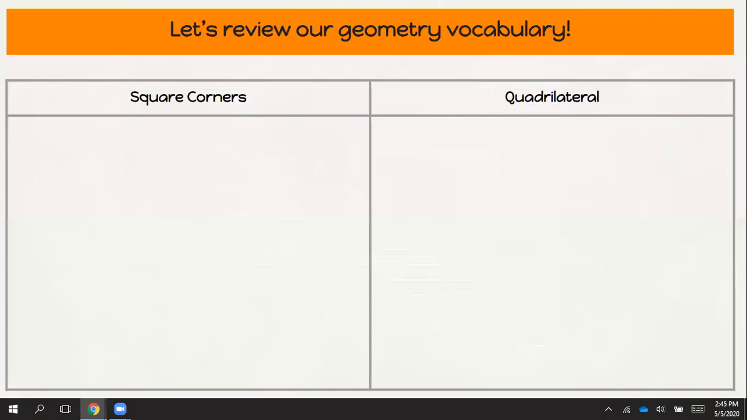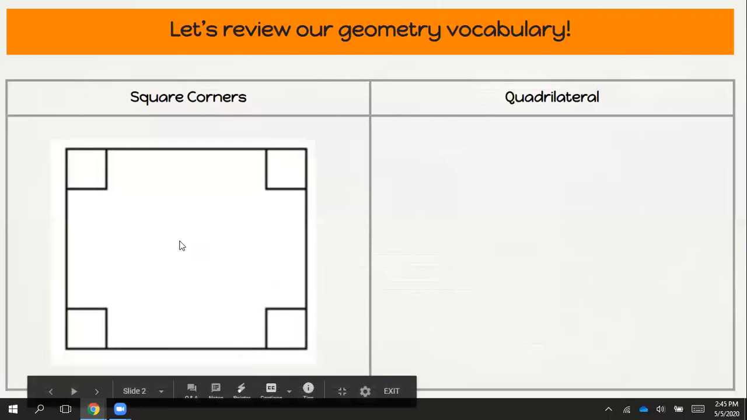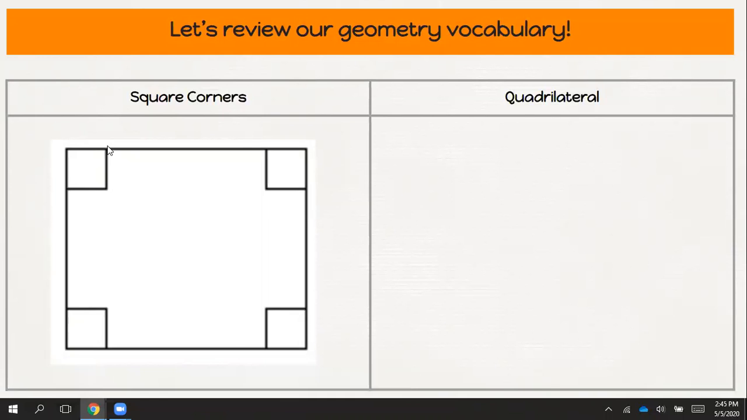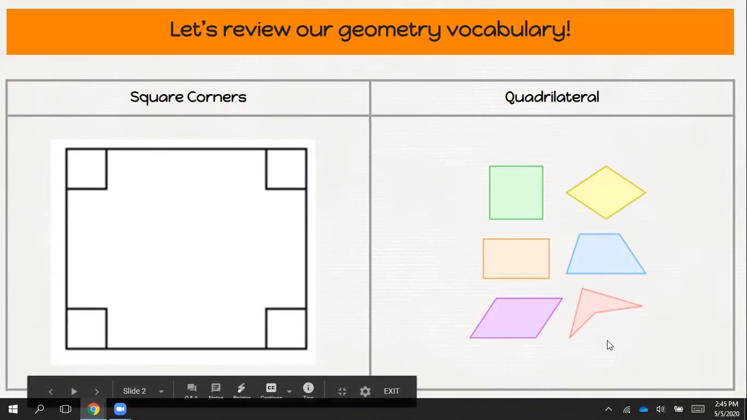So the first term is square corners, and this is just to remember that any corner that makes a square like this is a square corner. You might also hear the name right angle. A quadrilateral is any shape that has 4 sides. So as you can see, all of these shapes have 4 sides. They might not look all the same, but they all have 4 sides.